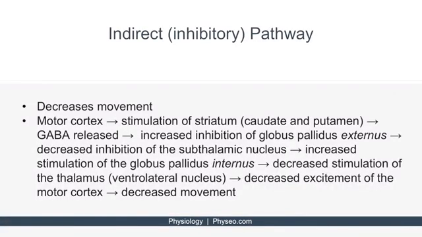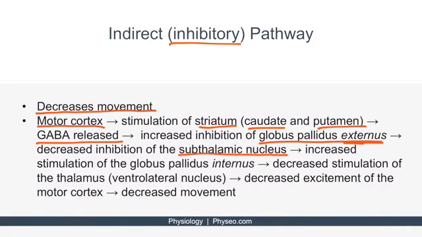So now let's talk about the indirect or inhibitory pathway. Now the indirect or inhibitory pathway decreases movement. So a signal starts in the motor cortex and then stimulates the striatum, the caudate, and the putamen, and then GABA is released, which causes increased inhibition of the globus pallidus externus, which then causes decreased inhibition of the subthalamic nucleus, which causes increased stimulation of the globus pallidus internus.